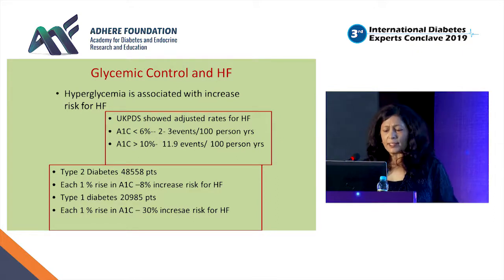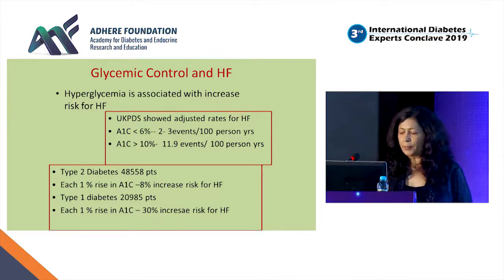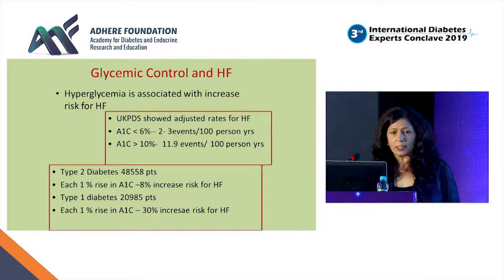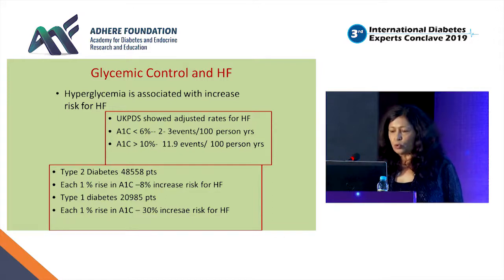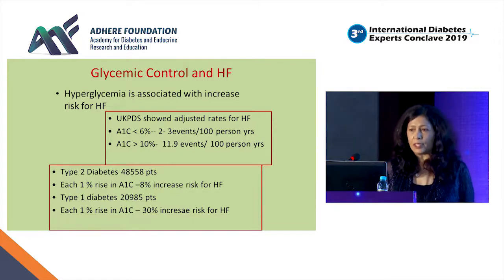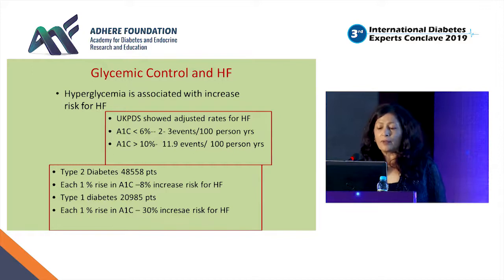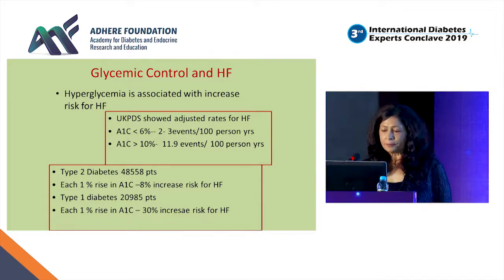Large studies, with more than 50,000 type 2 diabetes patients, have shown that each 1% rise in A1C brings an 8% increase in the risk of heart failure. Similarly, in type 1 patients, there is a 30% increased risk of heart failure. So glucose control does have a relationship with the incidence of heart failure.